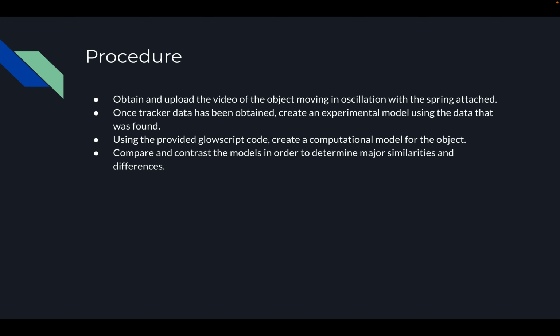So the procedure for this was to obtain and upload a video of the object moving in oscillation with the spring attached. Once the Tracker data has been obtained, create an experimental model using that data. Use the provided GlowScript code to create a computational model for the object, then compare and contrast the models in order to determine major similarities and differences.